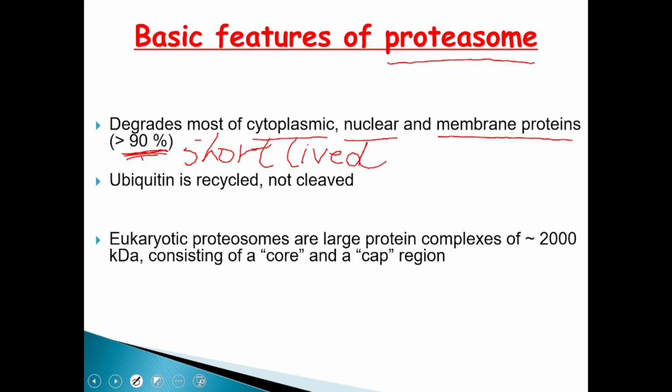Also, during degradation, ubiquitin does not break down. It just gets removed and recycled. And proteasomes are large protein complexes. That means they are made from more than one protein. And if I look at their structure, the structure is divided into a central core and a cap region.